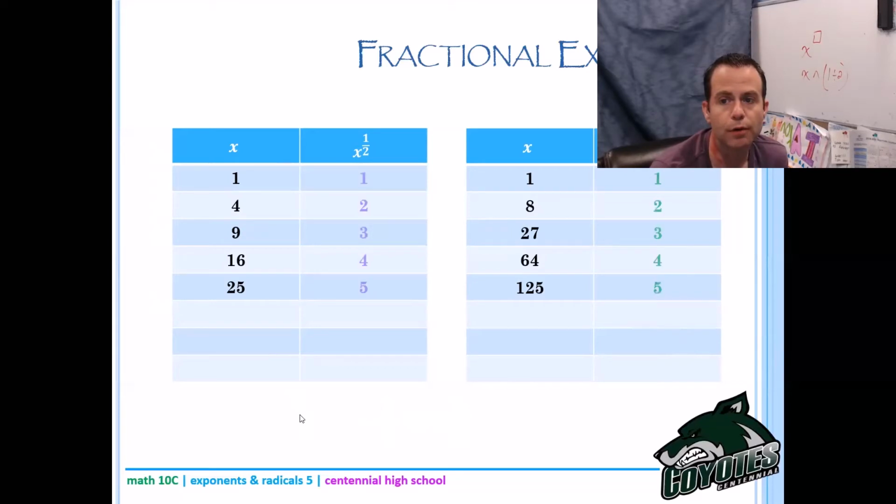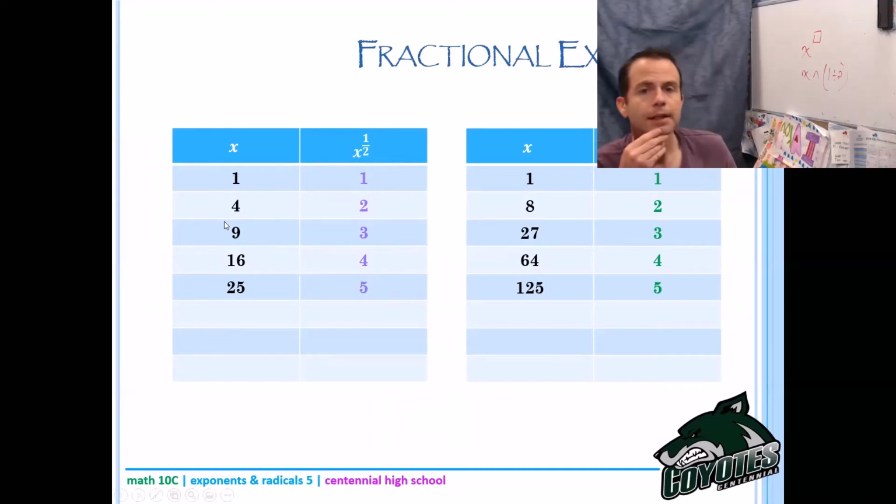Okay, so for x to the 1/2, for 1 you should have gotten 1, 4 to the 1/2 is 2, 9 to the 1/2 is 3, 16 to the 1/2 is 4, 25 to the 1/2 is 5. Now what should you be noticing there? You should be noticing that these numbers are actually the square roots of these numbers. So taking something to the half seems to be the same as taking the square root.